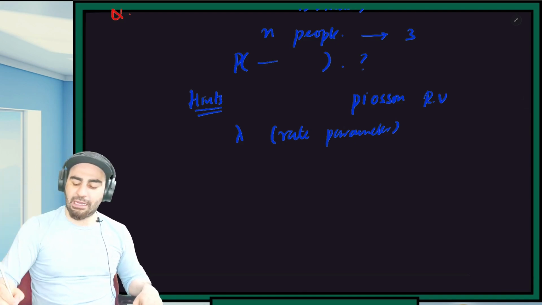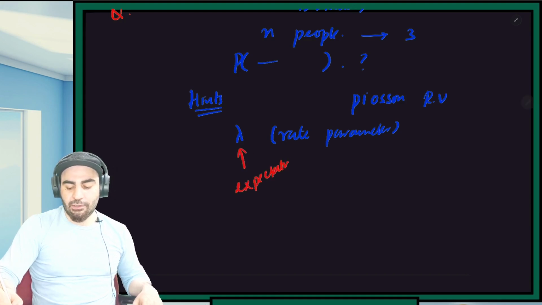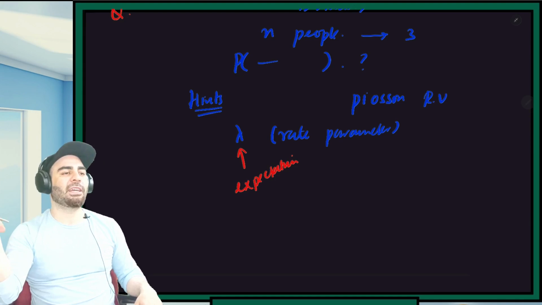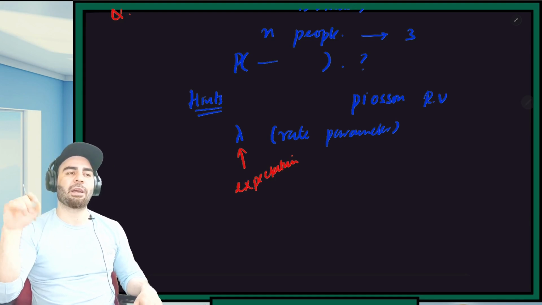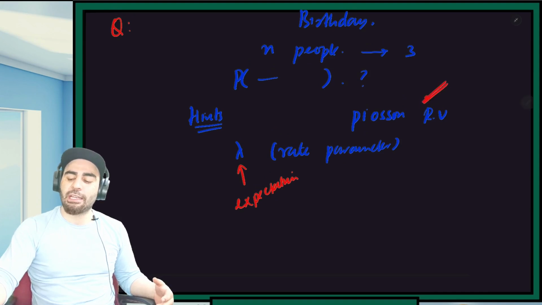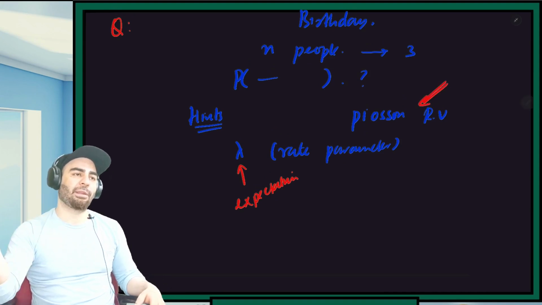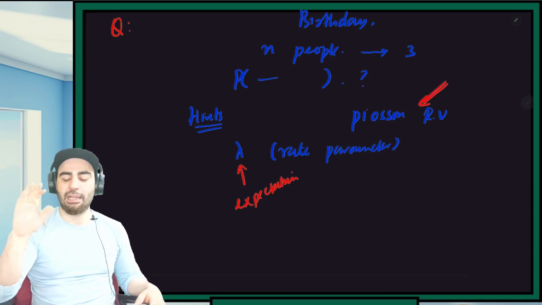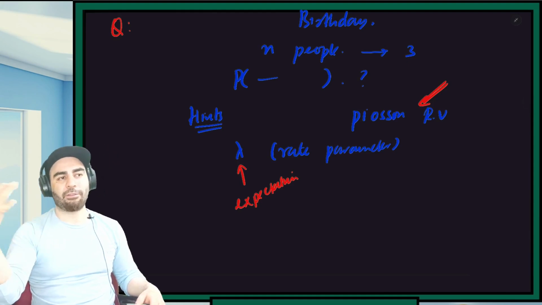So how will this lambda be computed? This lambda can be computed by expectation. You have to compute the expectation of something, and you will come up with this lambda, and then you will just plug in the value and you will get the answer. But first you should justify that this can actually be modeled as a Poisson random variable, and you will have to give proper assumptions for that, and then you can compute the expectation, and then you can fill in the values.